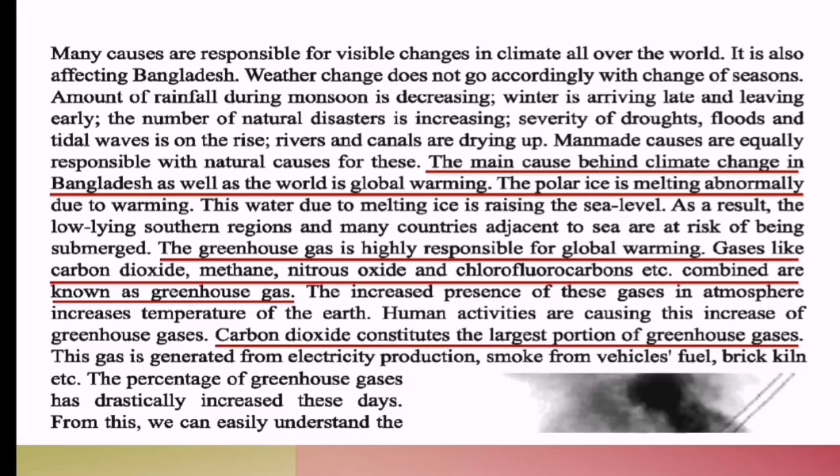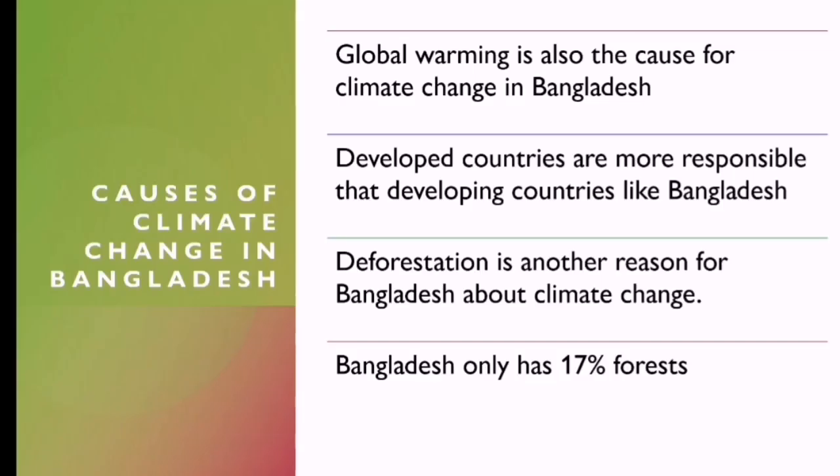Underline the line, carbon dioxide constitutes the largest portion of greenhouse gas. The question may come like, which gas among the greenhouse gases constitutes the largest portion of greenhouse gases? The answer will be carbon dioxide. So, you must know the answer. If the cause of climate change around the world is global warming, then what is the cause of climate change in Bangladesh? Bangladesh's causes are almost the same as those around the world.